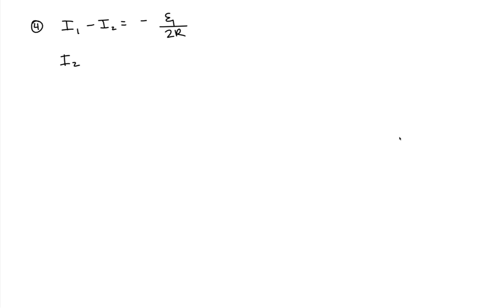So current 2 is equal to current 1 minus, so this means that current 2 is equal to current 1 plus the EMF of battery 1 over resistor 1. We have just found the current I1 to be equal to the EMF of battery 1 over 8R. And then this is plus the EMF of battery 1 over 2R.